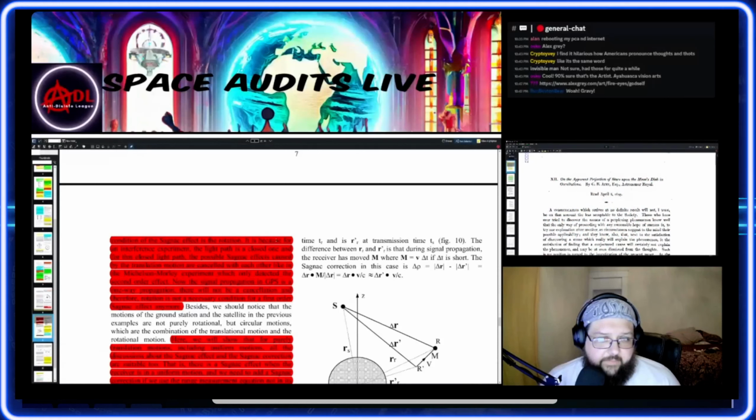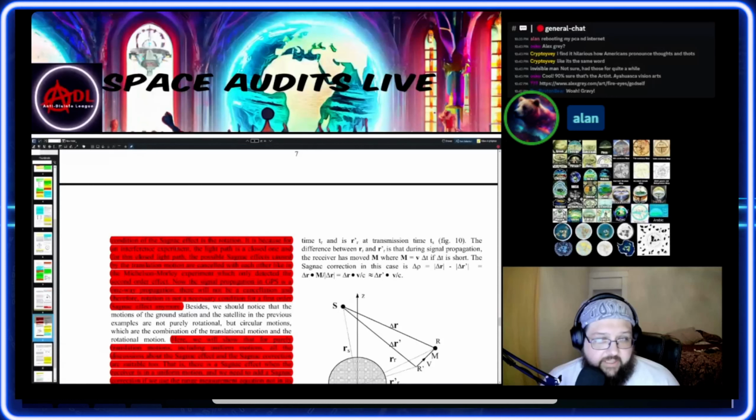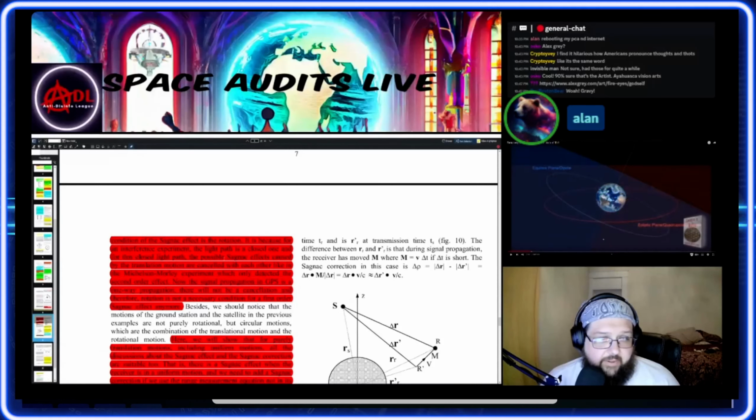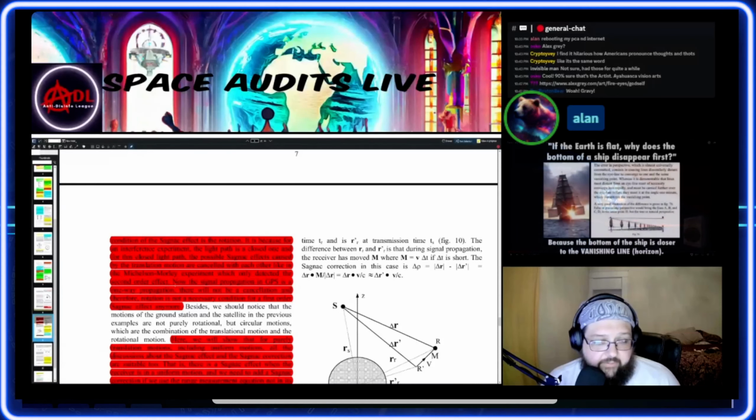It is because for an interference experiment, the light path is an enclosed one, and for this closed light path, the possible Sagnac effects caused by the translation of motion are canceled with each other, like the effects in the Michelson-Morley experiment, which only detected a second-order effect.